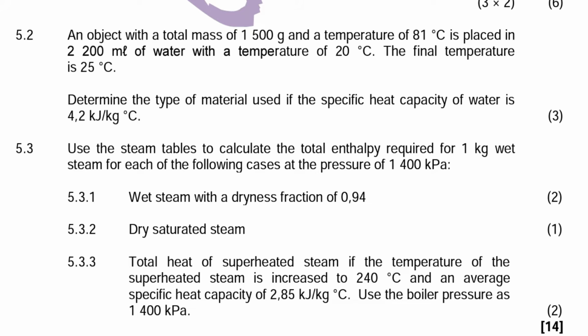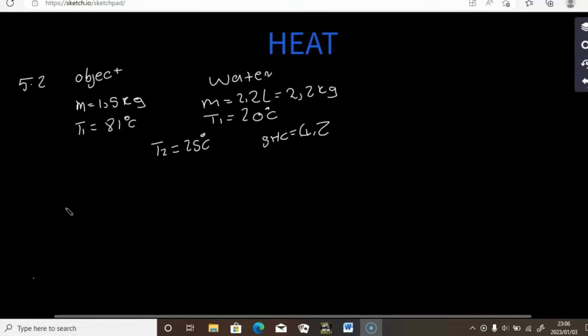The final temperature is 25. That is the temperature of both the water and the object that we are dealing with. And then they say determine the type of material used if the specific heat capacity of water is 4.2 kilojoules per kg degrees Celsius. So here they are asking us to determine the type of material, and to be able to do that, we will use the specific heat capacity.